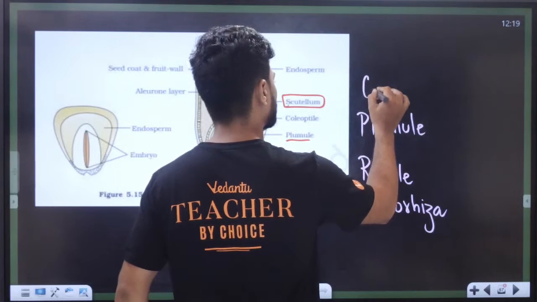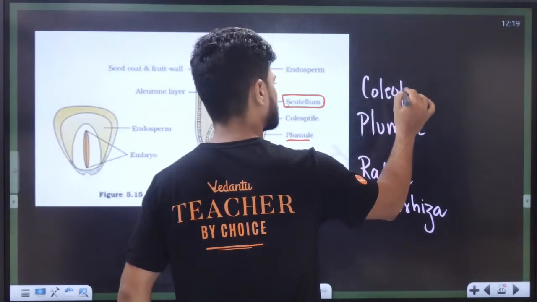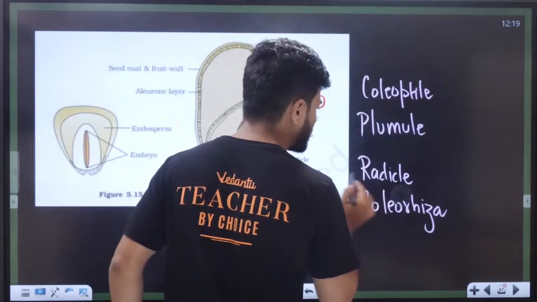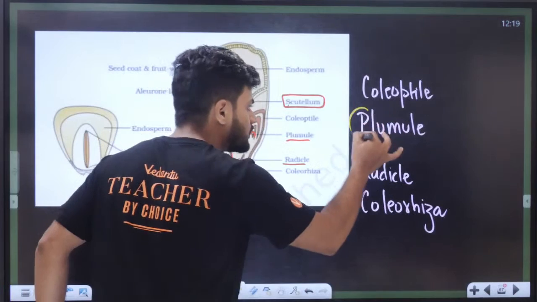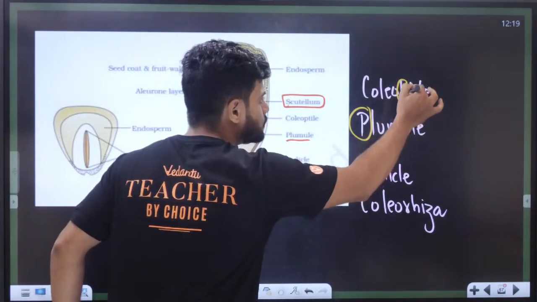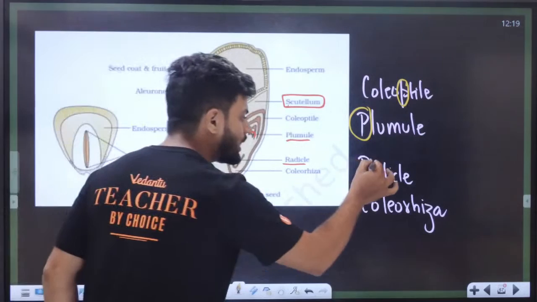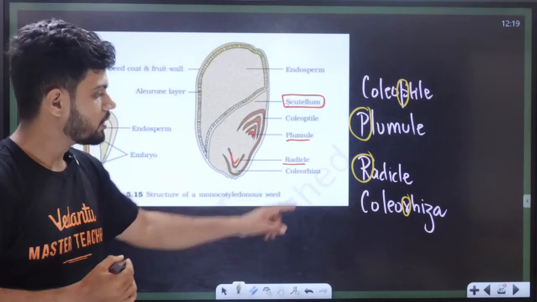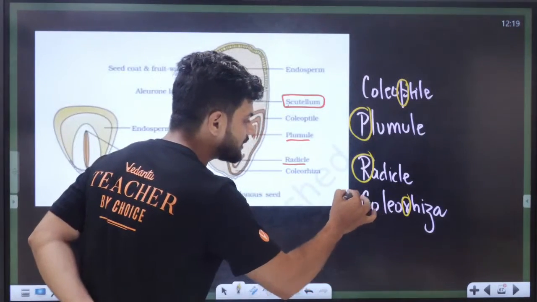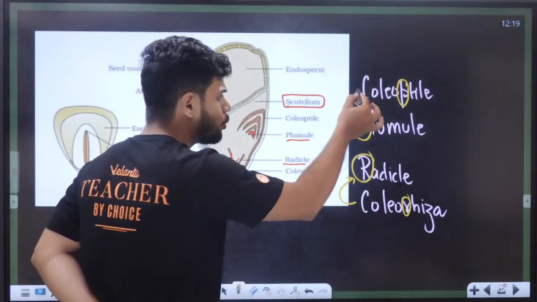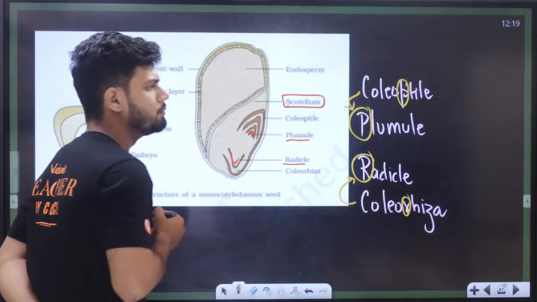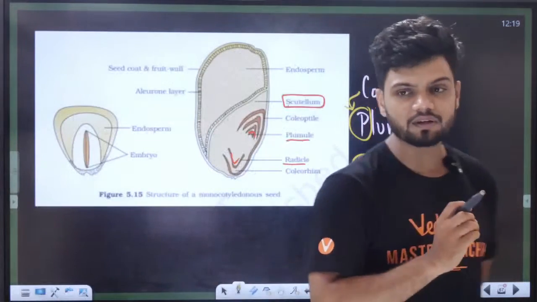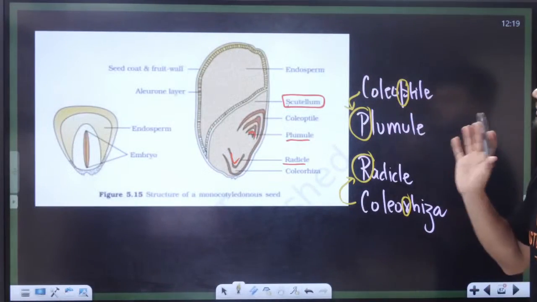Coleorhiza and coleoptile. Now the best way to remember is, here we have P in plumule, here also we have P in coleoptile, R in radicle and R in coleorhiza. So coleorhiza is covering the radicle, coleoptile is covering the plumule. So that is a small trick to remember the different coverings for this particular question.